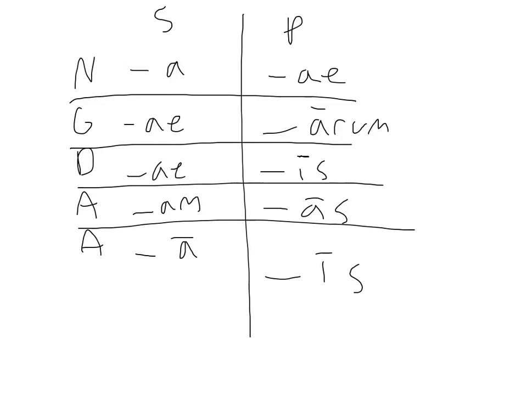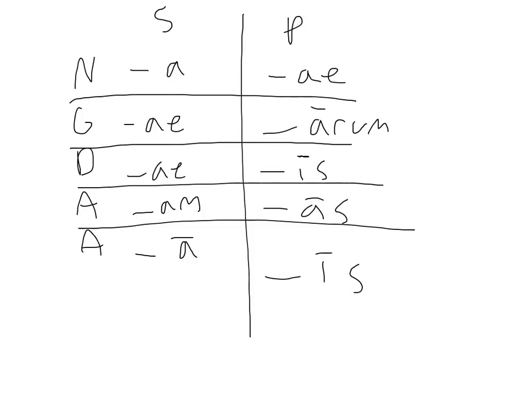On the singular half of the table, our nominative singular ends in A, our genitive singular ends in AE, dative singular ends in AE, our accusative ends in AM, and our ablative ends in a long A. That's important to remember: the difference between the nominative and the ablative singular is that the ablative singular has the long mark on it, or the long A.